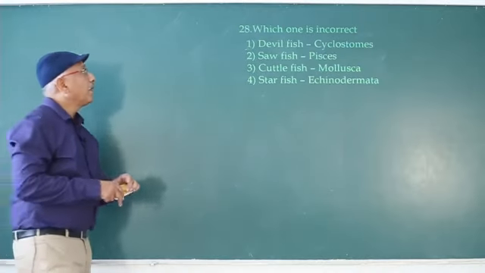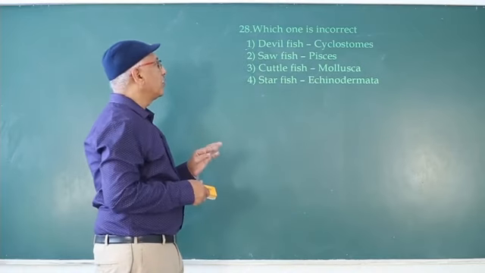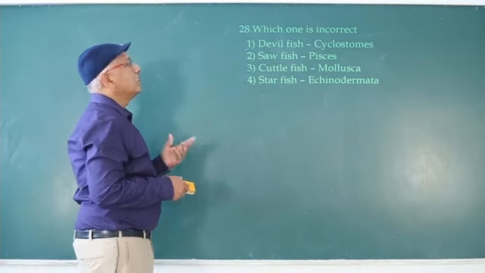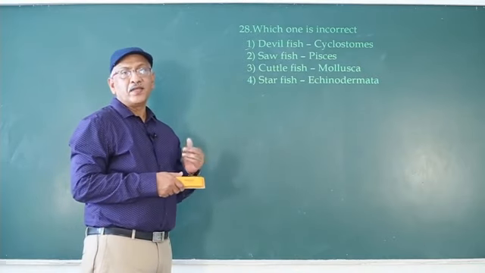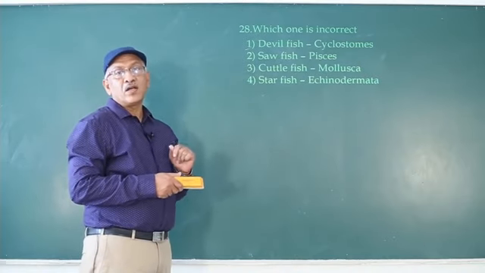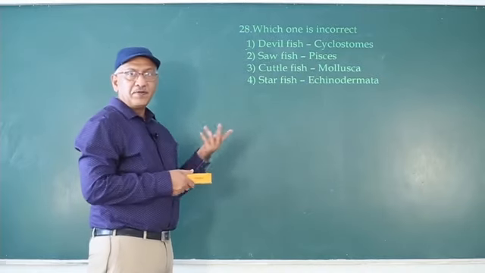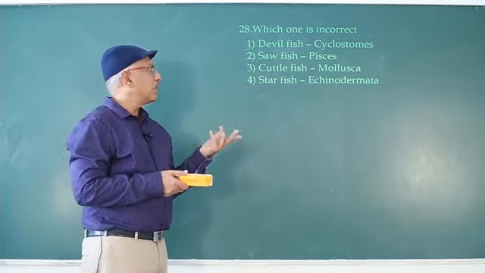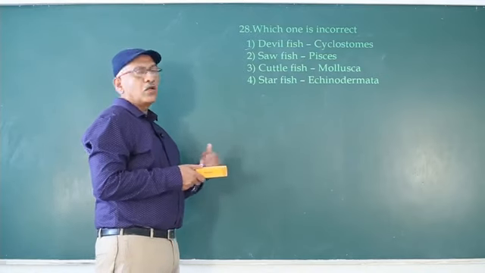Next question. Which one is incorrect? Devilfish, cyclostomes, so wrong. Devilfish is not a cyclostome. It is a mollusca, that is octopus. Sawfish, that is a fish. Fish belong to class Pisces, correct. Cuttlefish belong to mollusca.